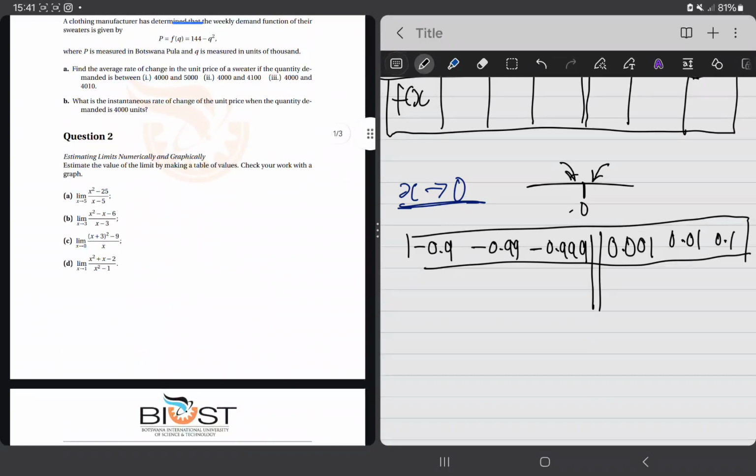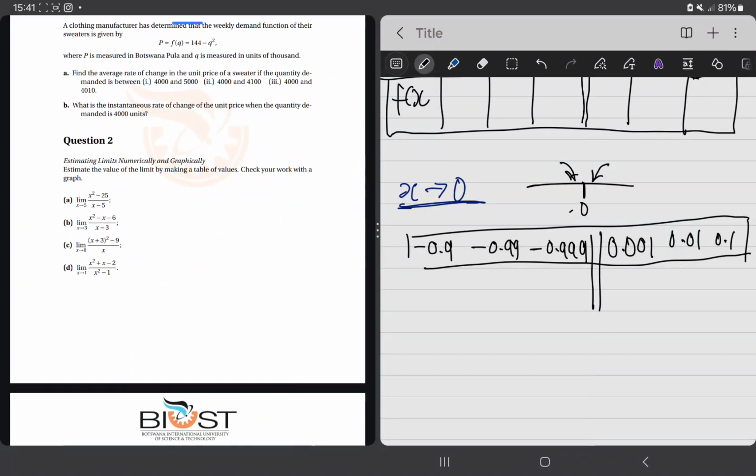So we want to now make our own tables in question 2. Very simple tables. There's nothing tricky there. These are just polynomials, so definitely we can make our tables without having to go through too much.